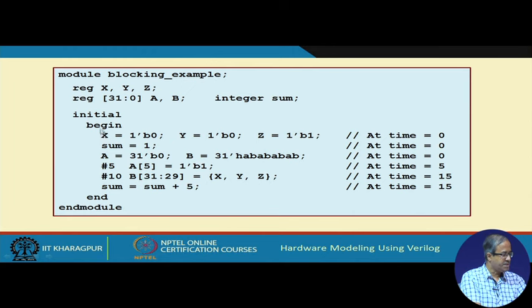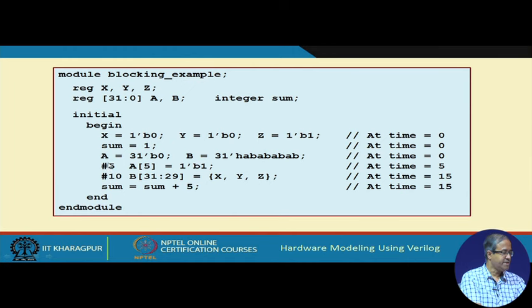Because we have not mentioned any time delay, these assignments all will take place at time t equal to 0. Similar is the case for these 2 assignments, A 32 bit all 0 and B 32 bit hexadecimal. We initialize it with the hexadecimal number AB, AB, AB, AB. These all happen at time t equal to 0.